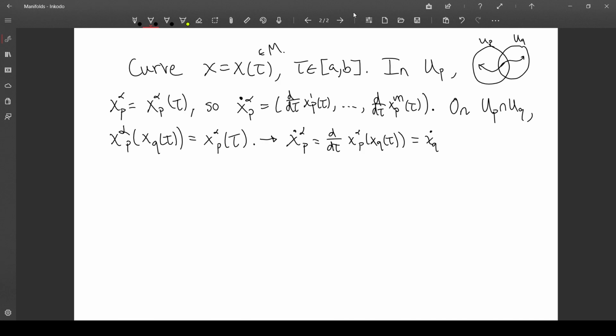xq prime times x alpha p of xq. And so this expression, what this is going to expand out as is going to be a sum over beta, which is going to run from 1 to m, of dx alpha p over dx beta q, times the components of x dot beta q.